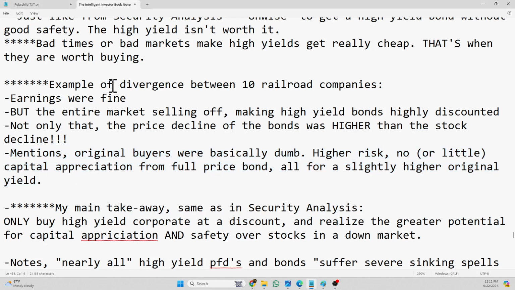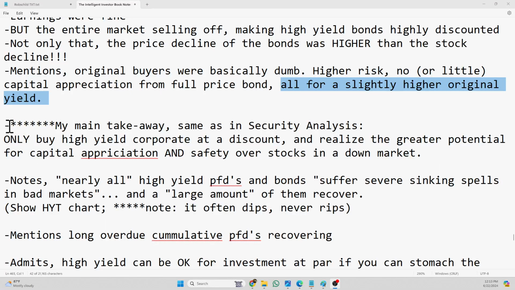Anyway, to continue on, regarding these 10 railroad companies, he mentions that the original buyers of the bonds were basically just dumb. They were higher risk, and there's no chance of capital appreciation from the full price of a bond, and it's all just for a slightly higher original yield. So when you're looking at bonds, most people these days don't even know that bonds exist. I mean, your typical investor these days, it's Nvidia stock to the moon. What could possibly go wrong? Anyway, I digress. We have another 7-star point. I think this chapter is very important.